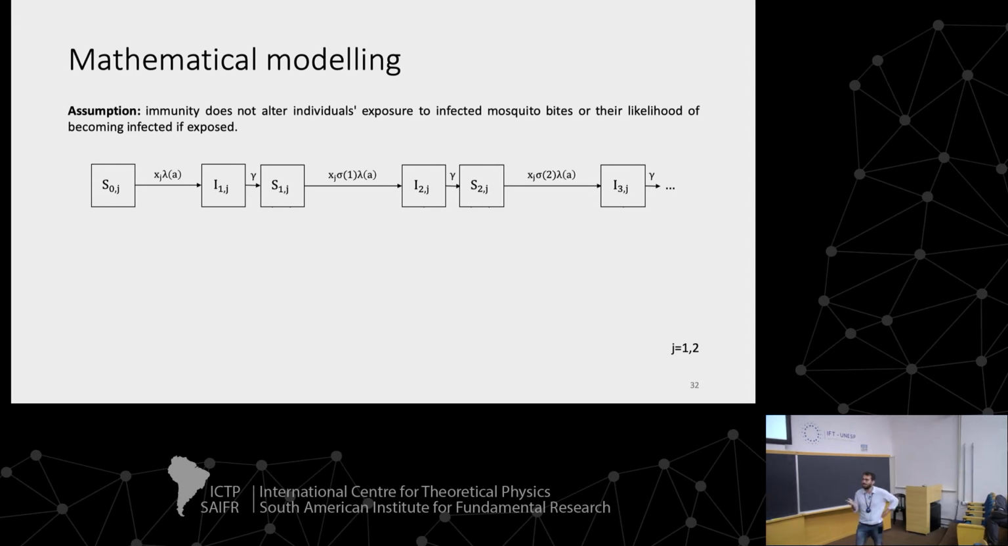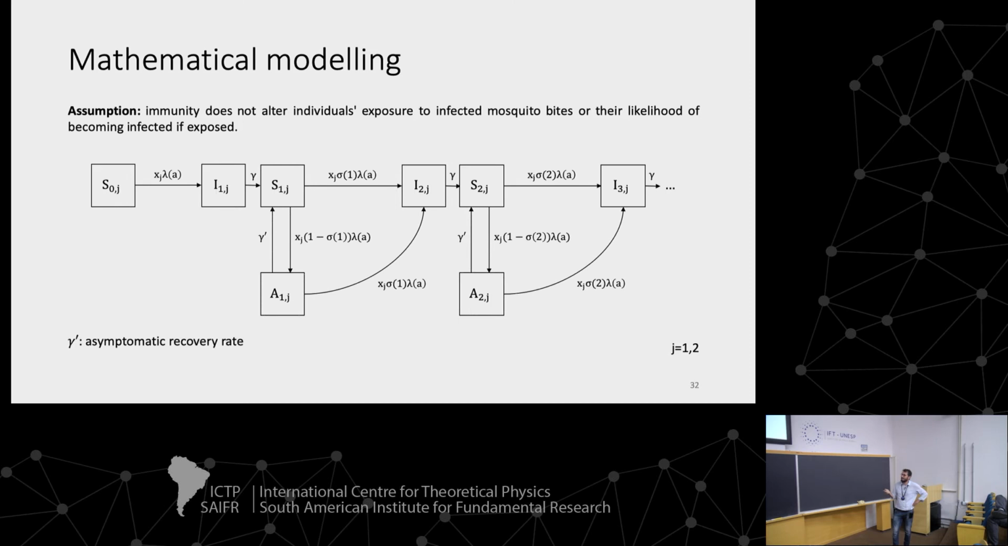What does it mean? So if a person is here, the probability of becoming infected is reduced by the partial immunity, right? Like this sigma 1, sigma 2, and it is increasing. But for the person that is not becoming infected because of partial immunity, the probability that a mosquito comes and bites him is not changed.